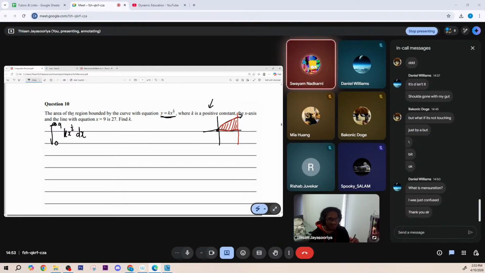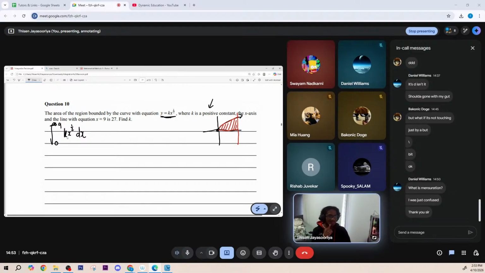Then you solve it. Then you take out k, so k is just by itself, and then it's square bracket x to the power of 3 divided by 3, and then the integral from 9 to 0. Okay. Does that make sense?